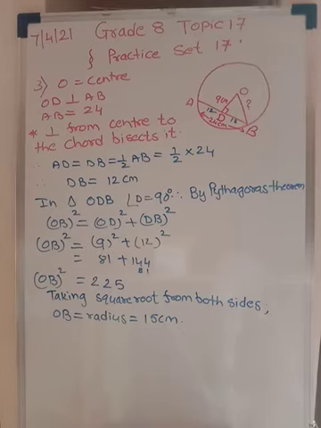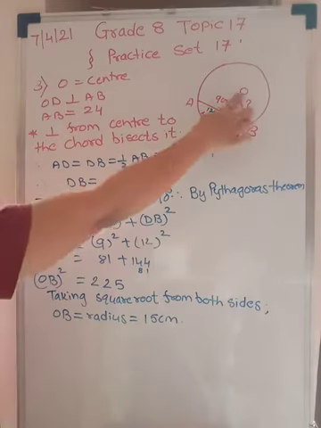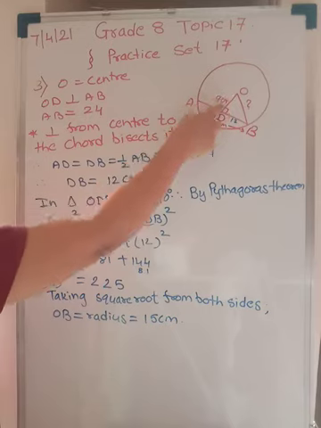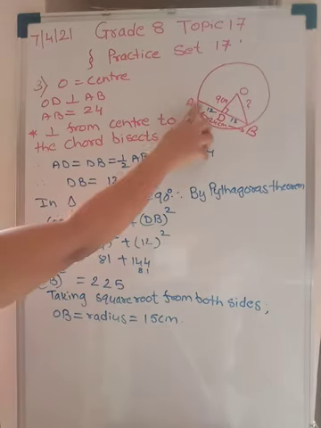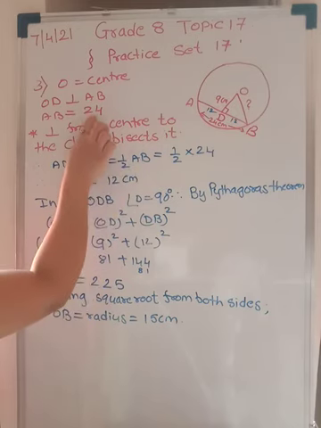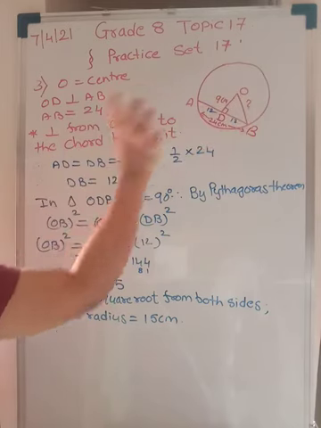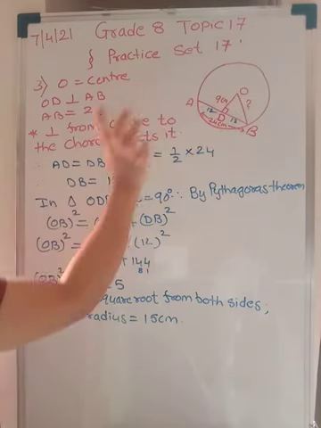Now look at the third problem. It is very similar to the second one. Only here now we have to find the radius. Initially the distance was to be found out, now the radius is to be found out. AB's chord length is given as 24. O is the center, OD is given perpendicular, whose length is 9 cm.